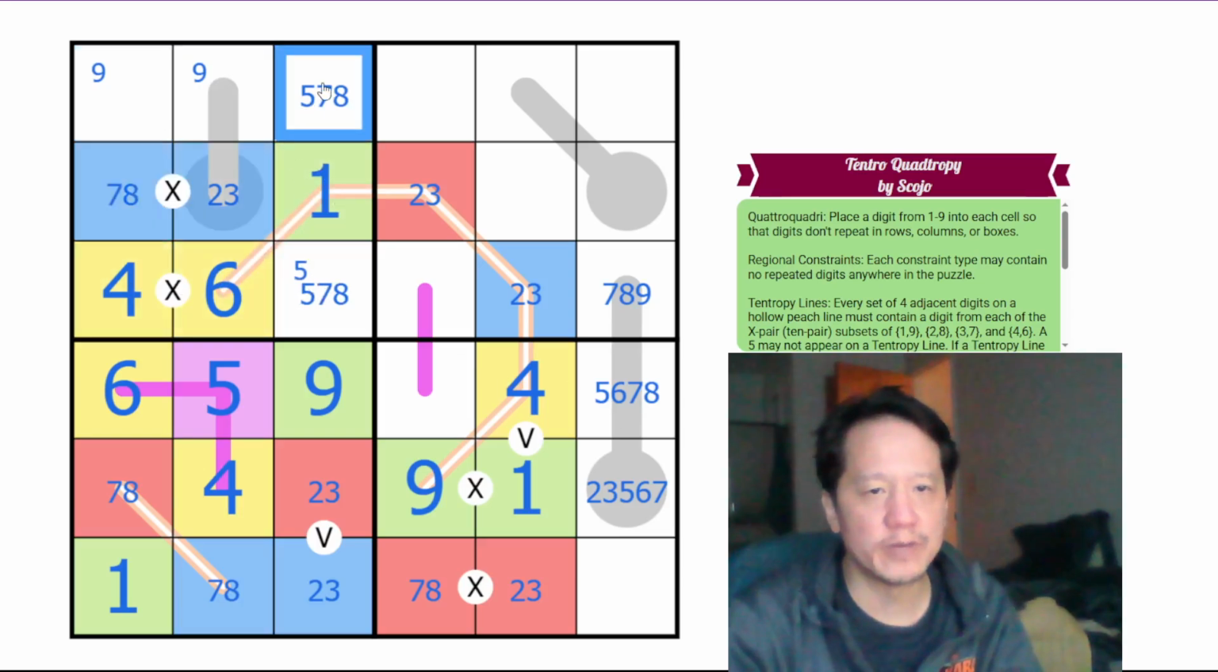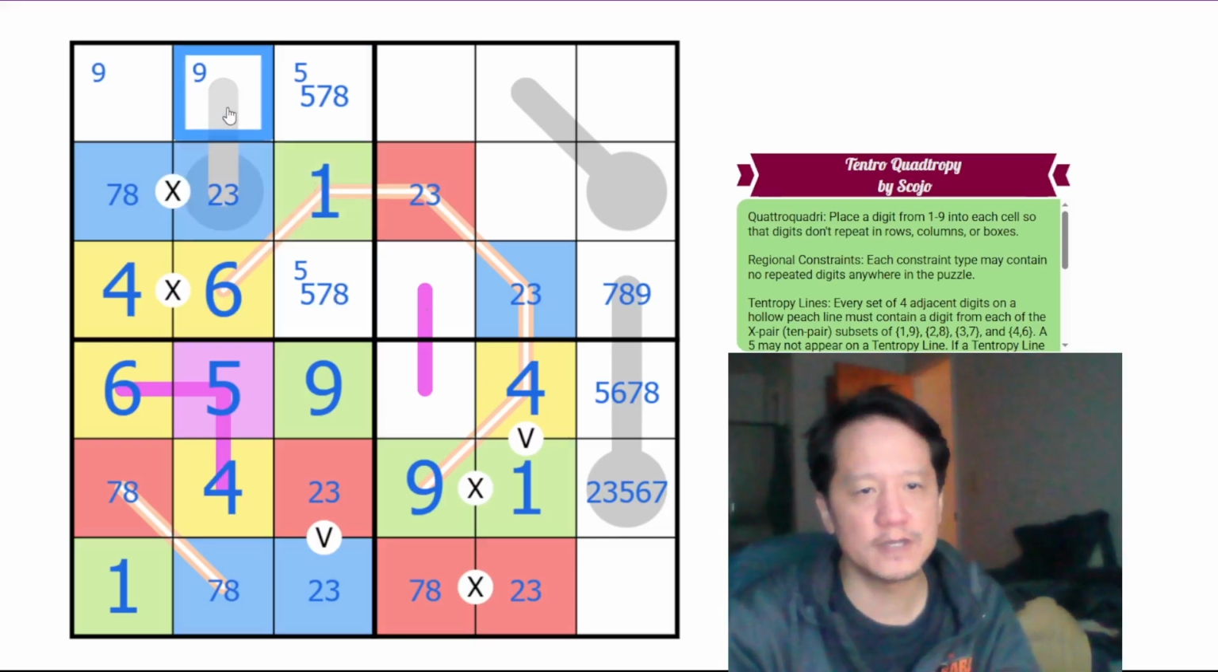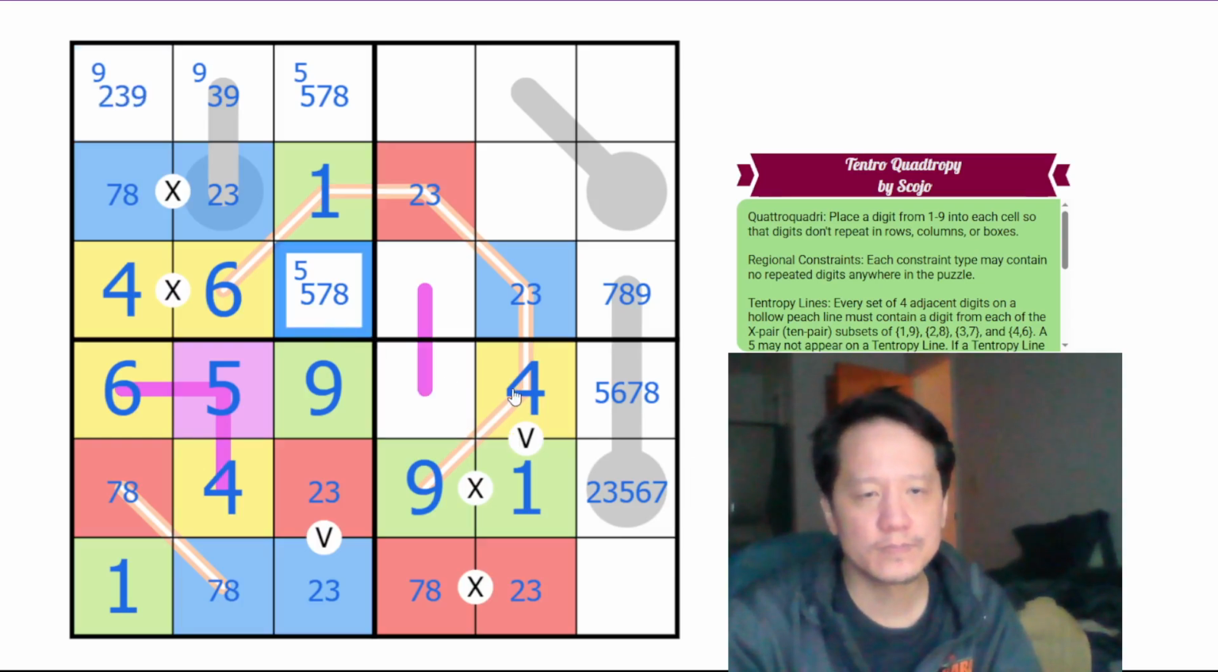So the rest of the box cannot be 5, 7, or 8. This has to be greater. This cell has to be greater than that. So this is at least 3. Cannot be 4, cannot be 5, 6, 7, or 8. So this is 3 or 9, and this must be 2, 3, or 9 here. Okay.